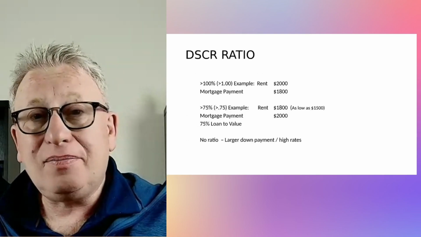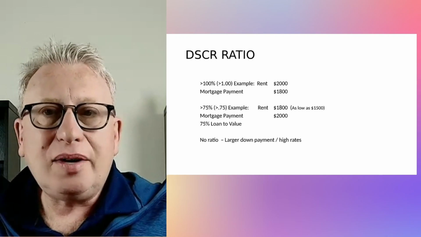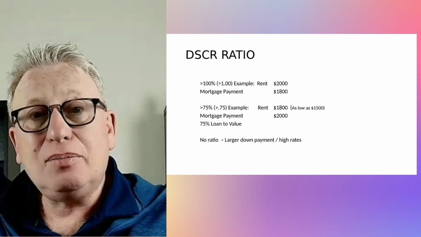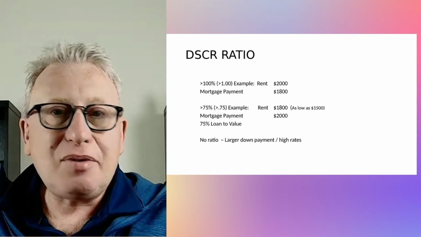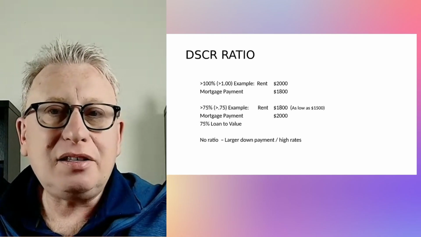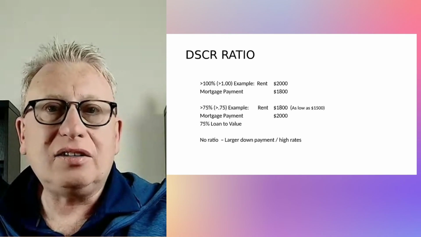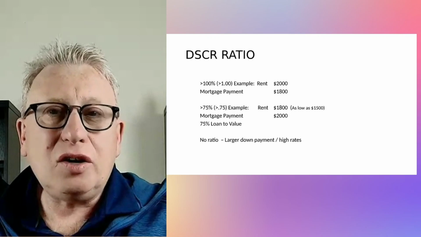You have to understand the actual qualification part of the rental income. In an ideal situation, what's going to happen is the rent is going to exceed the mortgage payment. If you look at example 1, you can see the rent on this hypothetical property is $2,000 a month, and the mortgage payment is $1,800. So that is perfect for a DSCR loan. And what you're going to find in that case is you're going to get the best terms.